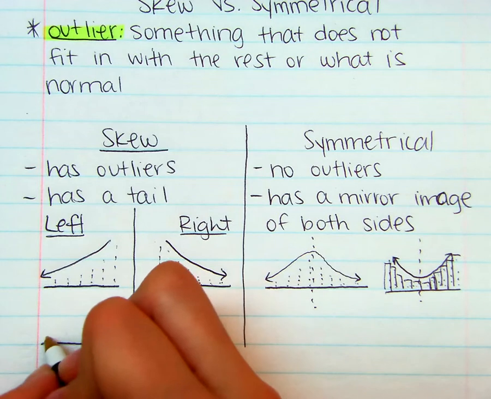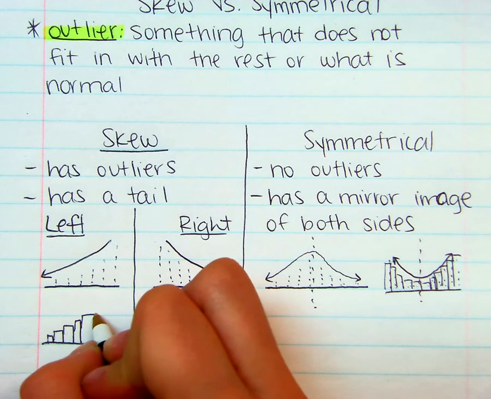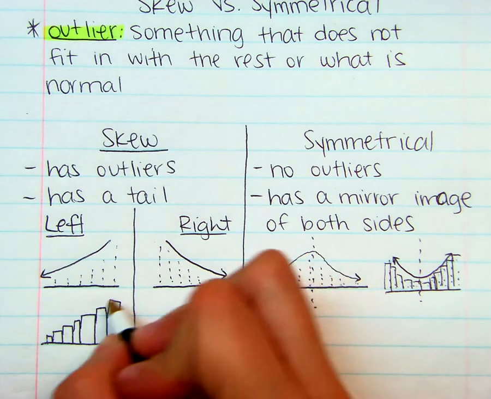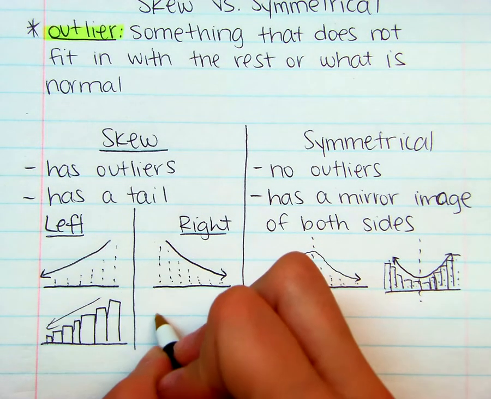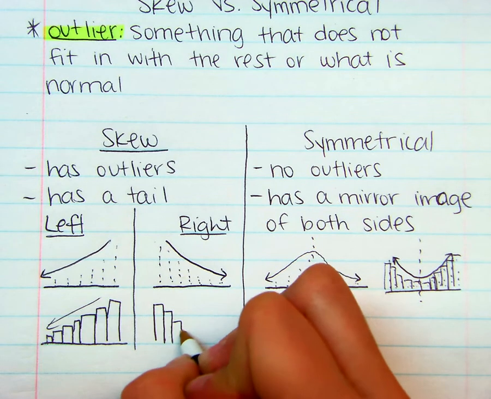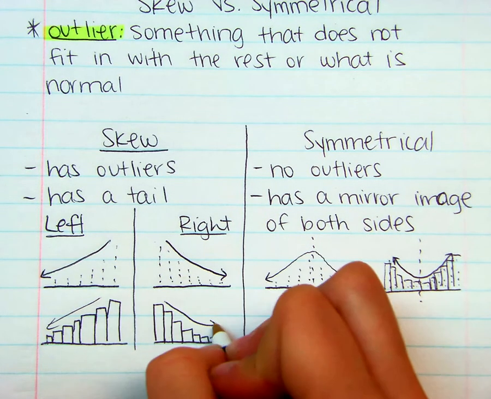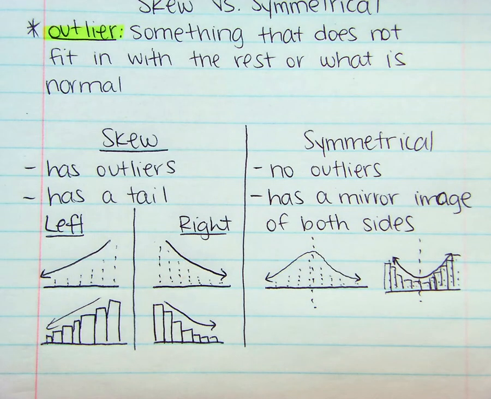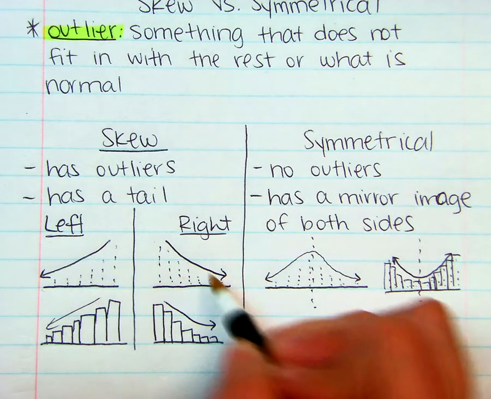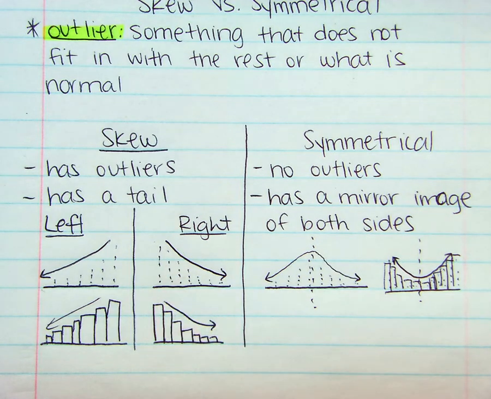And if we want to have bars, we can do that. So again, it's going down and to the left, or right would be going down and to the right. The side that's small, those are our outliers. They don't fit in with the normal, which is where most of the things are.